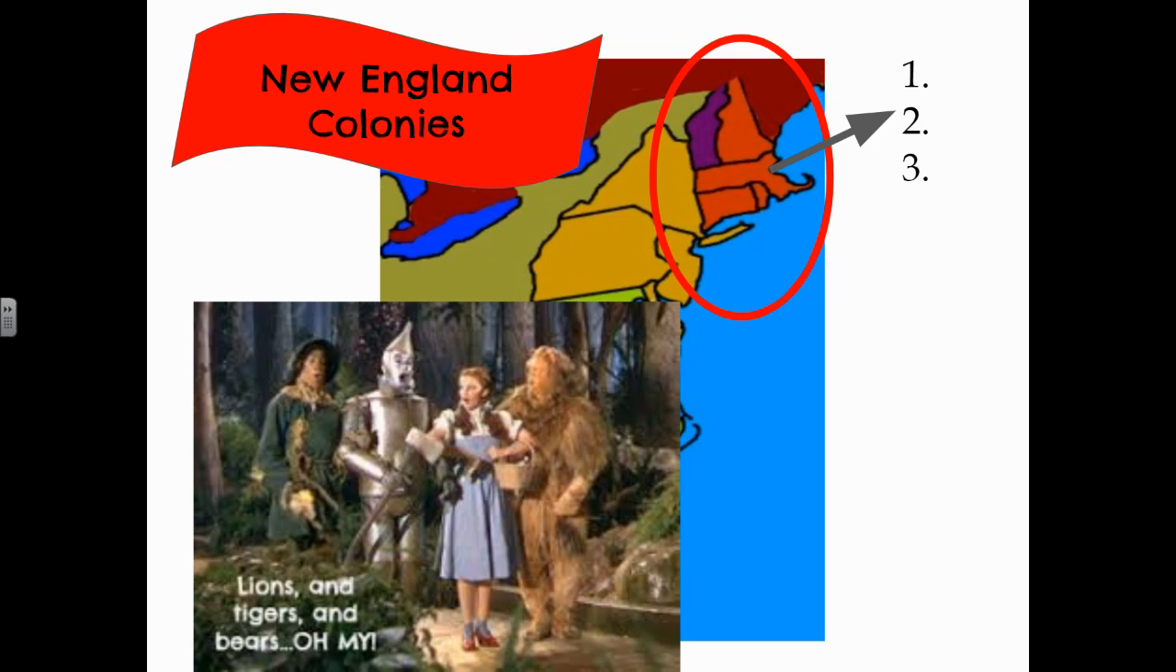And we're going to do the same thing to help us to remember these three reasons why the New England colonies were formed. So we are going to learn them as lions and tigers and bears, oh my. Now, please know that they were not formed because of lions and tigers and bears. We're going to replace those words in the chant with the actual words that you need to memorize.